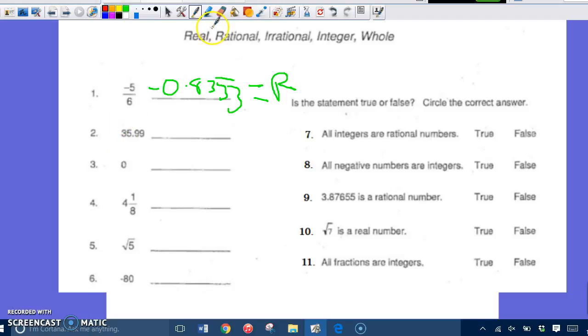Now take a look at this for a second. Real numbers. All of these, no matter what other subcategory they fall into, are real numbers because all of these are part of the real number system. Okay, so let's move on to here.